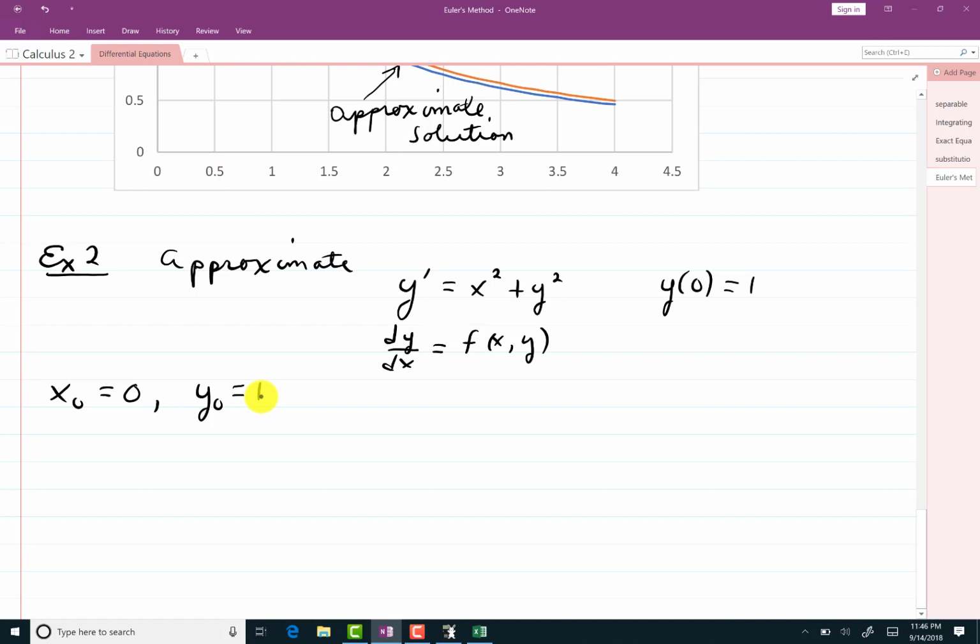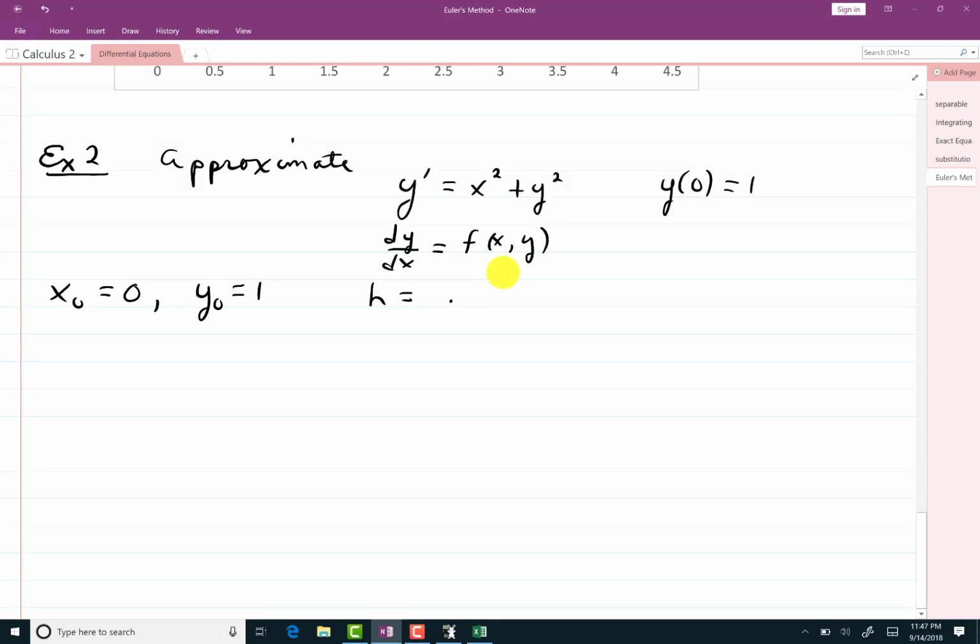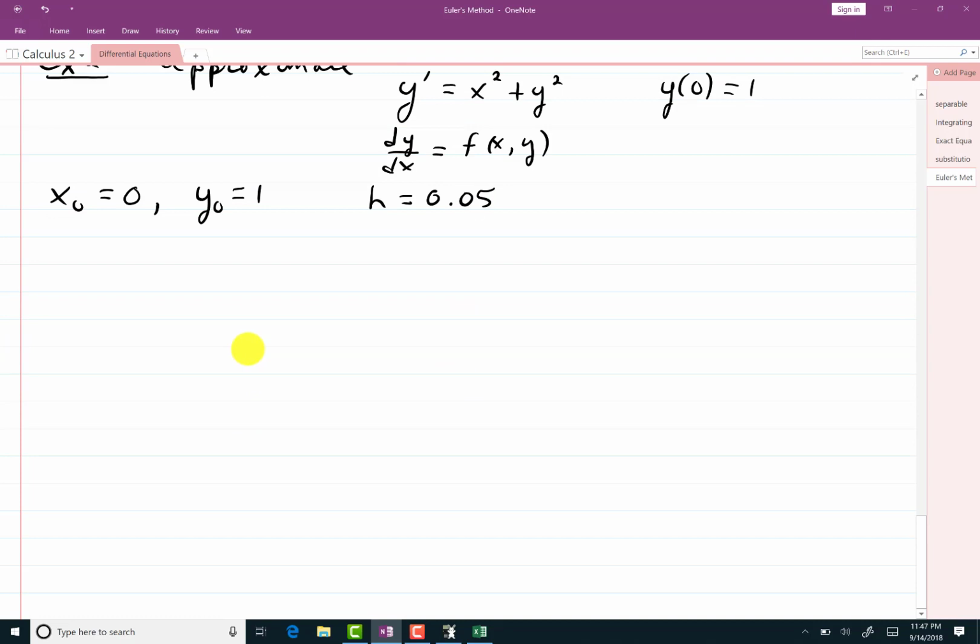And you can choose whatever h value you want. Usually it'll be given to you. I am going to do h equals 0.5. Actually, I want to go a little better. 0.5 is pretty bad. Let's do 0.05, so half of what it was before. Let's go ahead and start getting our values then. So x1 is going to equal 0.05. And the x's are easy to do.